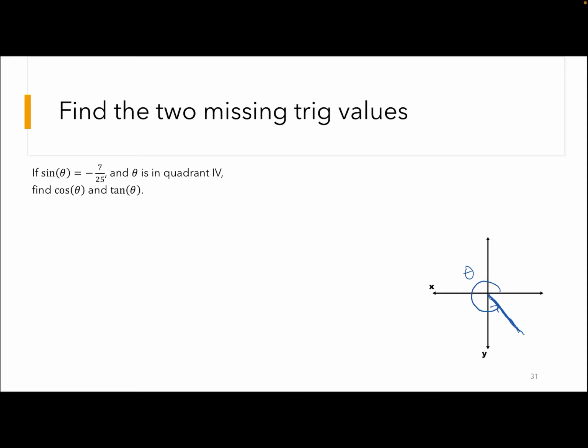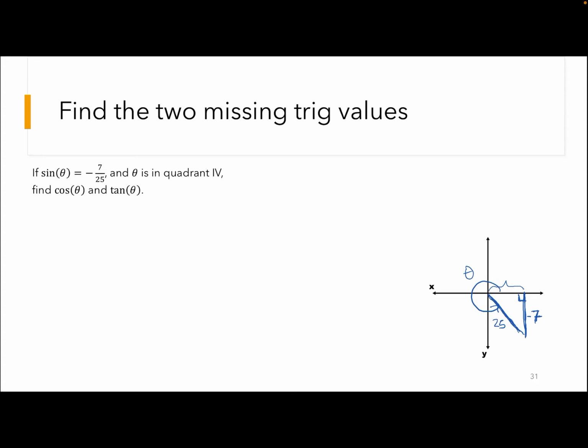When we draw an angle, it creates a right triangle. Since sine is negative, the y value is negative 7. And remember, the bottom number is the hypotenuse, so that is 25. We'll put in a negative 7 and create a right angle here. Now we want to find the sine and cosine values. To find cosine, we need to find this x distance here.